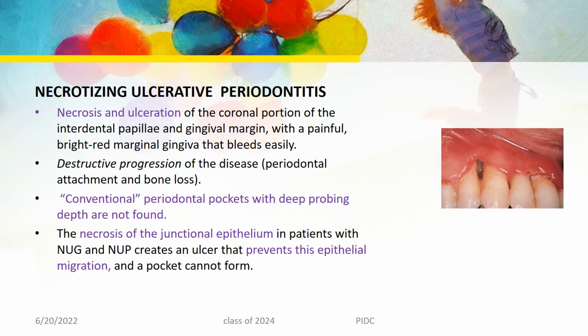Here, as found in the case of periodontitis, where there are conventional periodontal pockets, in necrotizing ulcerative periodontitis you don't have conventional periodontal pockets or deep probing depths. This is because the necrosis of the junctional epithelium in patients with NUG or NUP creates an ulcer that prevents epithelial migration, and a pocket formation cannot occur. Only if there is epithelial migration can a pocket formation occur. Since there is necrosis of the whole area, the epithelium itself, the migration doesn't take place, and therefore pocket formation doesn't occur.